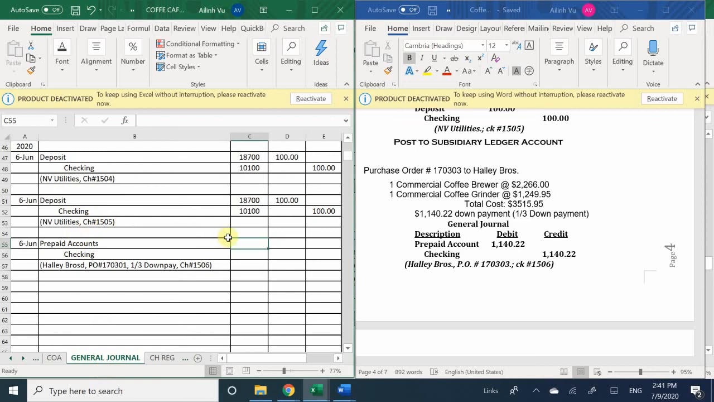Okay, 18600. So here I'm going to calculate here 18600, and my checking is 10100. Okay, and I wrote the check for $1,140.22. So here I completed my transaction. Okay. I completed my transaction.